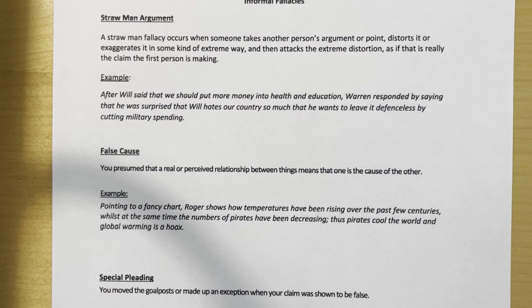Okay. So that's what we call a straw man. Warren is attacking an argument that Will wasn't actually making. And he was kind of taking it to an extreme level. Okay?